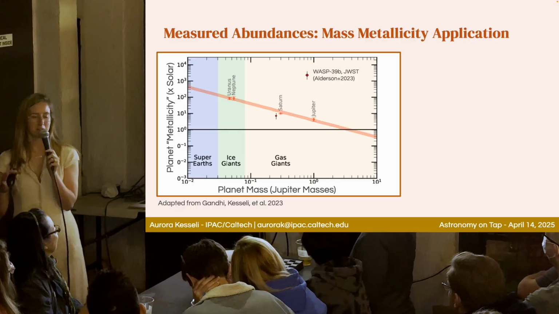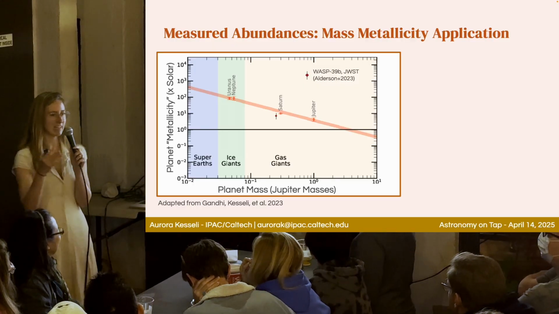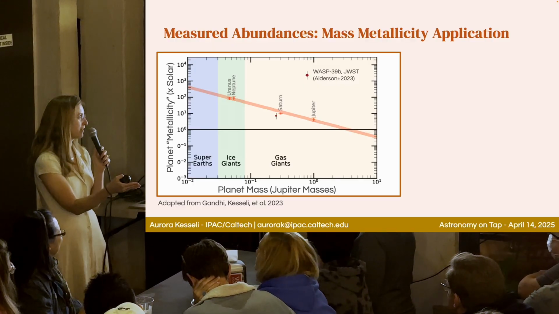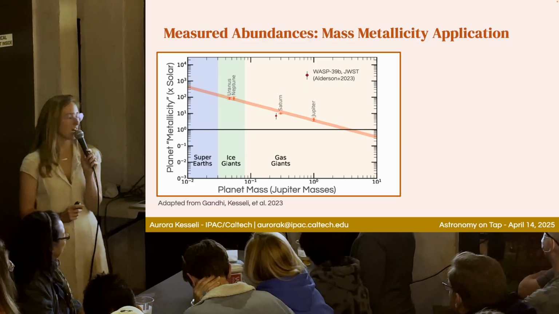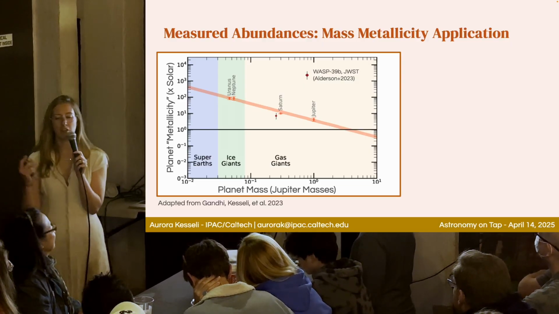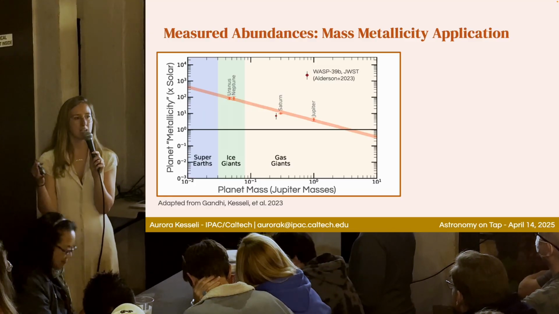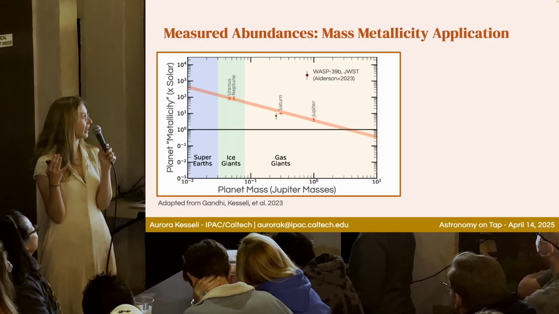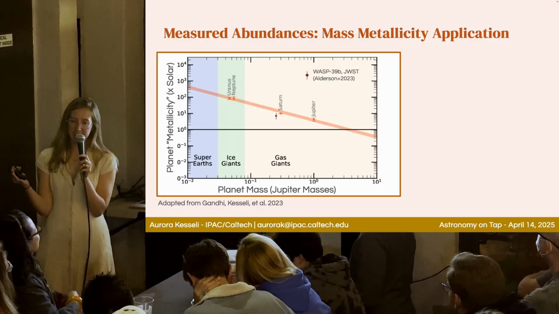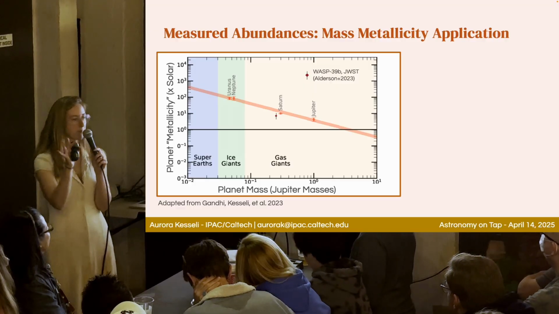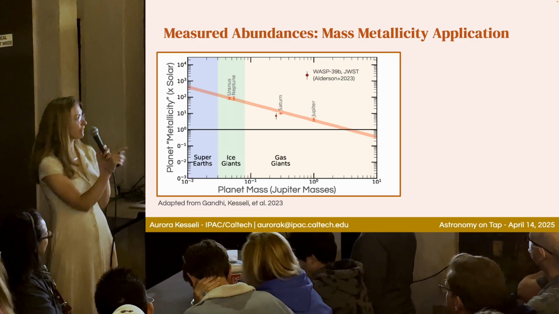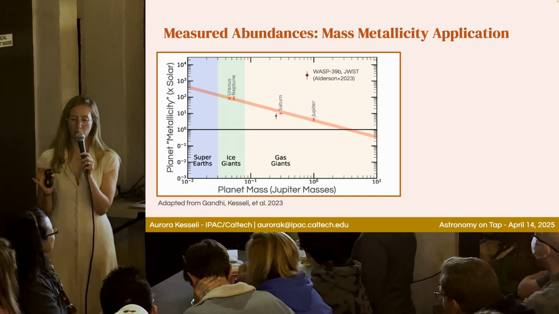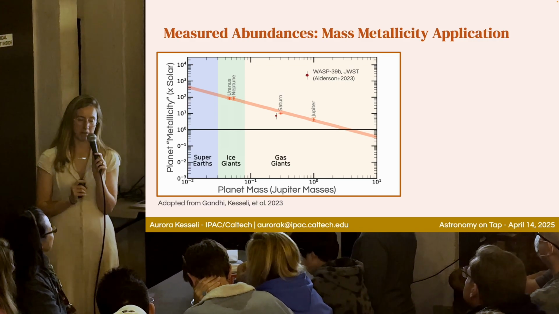Okay, so now taking this exact same WASP-39 data and sticking it on our mass metallicity plot, we get this single data point here. So WASP-39 is another of these typical hot Jupiters. It is a little bit smaller than Saturn, and we're getting something like 10 times the metallicity of the sun. So you can see it fits pretty well with this point, but that's just a single data point.